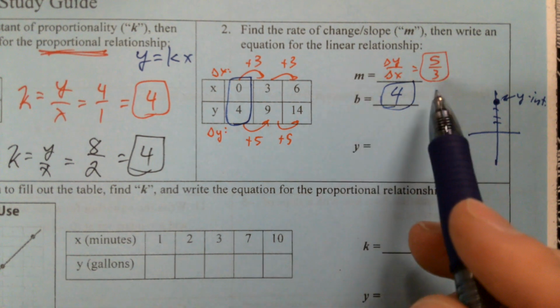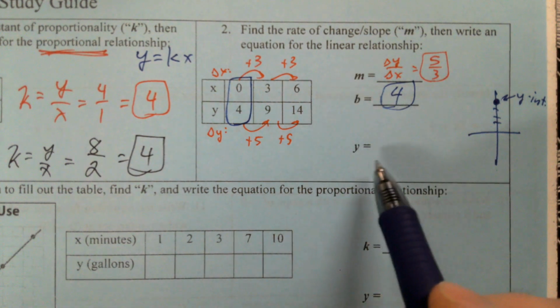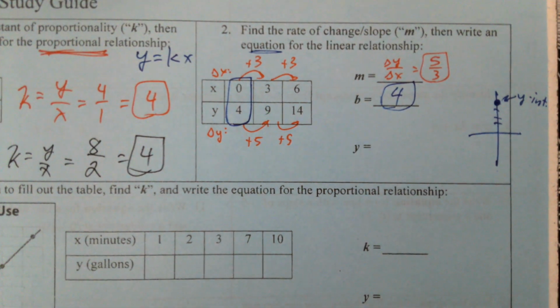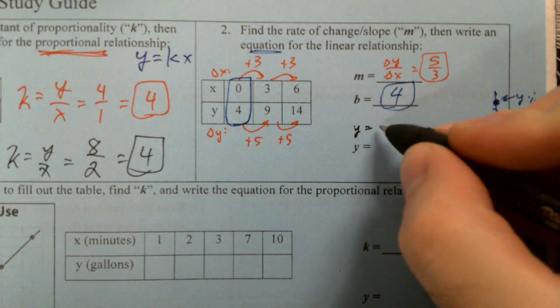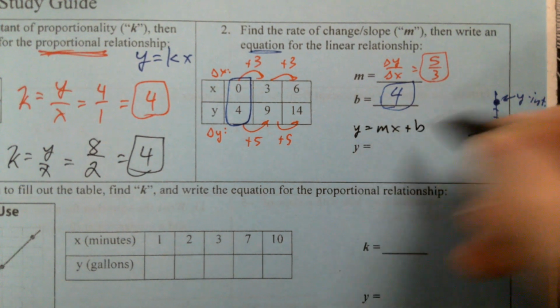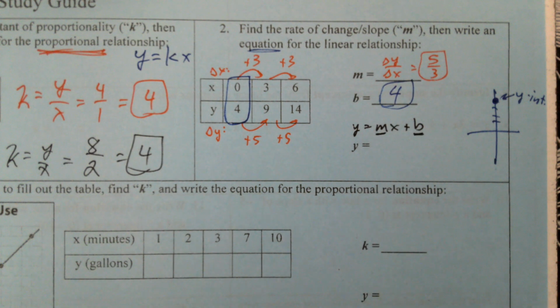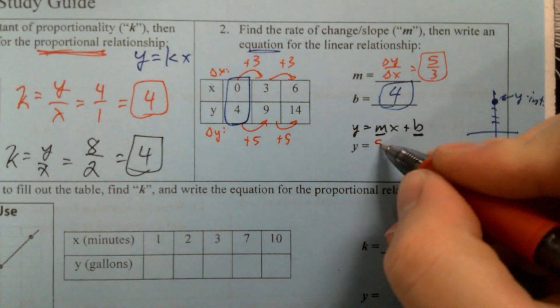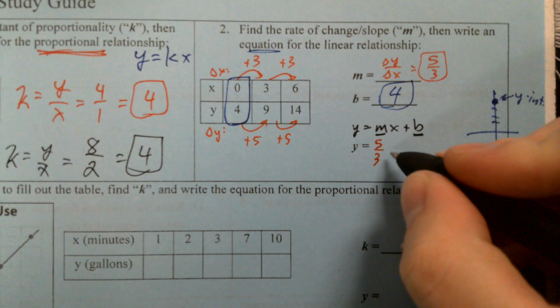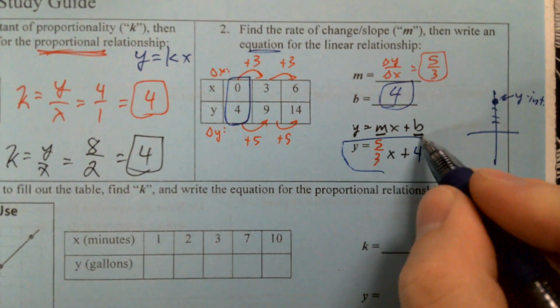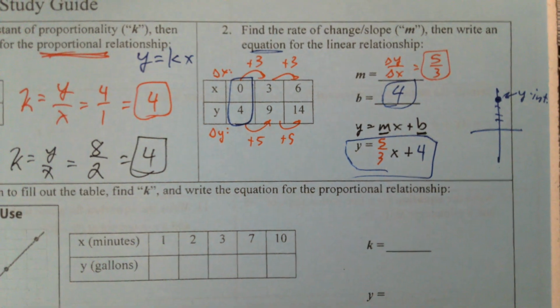So if m is 5 over 3, b is 4, all we have to do in order to write this equation now is follow the formula. Y is equal to mx plus b. Substitute out the m, substitute out the b. Y is equal to 5 over 3x plus 4. And that's the equation that we can write there.